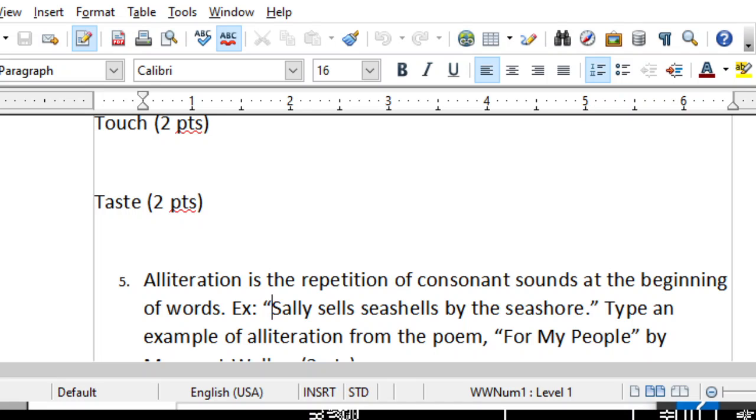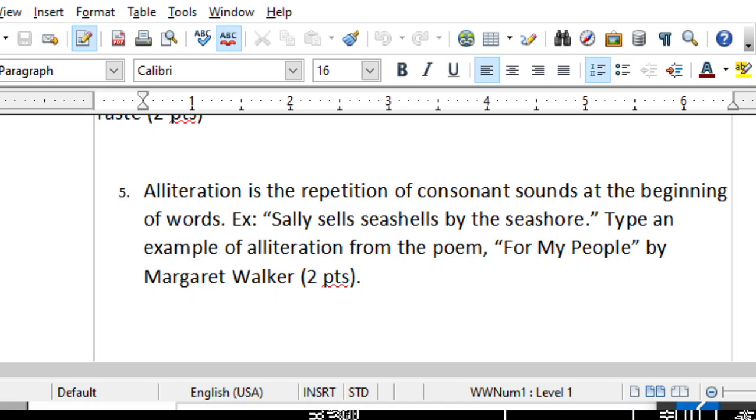So you are to find an example of alliteration in the poem For My People by Margaret Walker, where at the beginning of each word is the same consonant sound. I just want one example. So type an example of alliteration from the poem For My People by Margaret Walker.